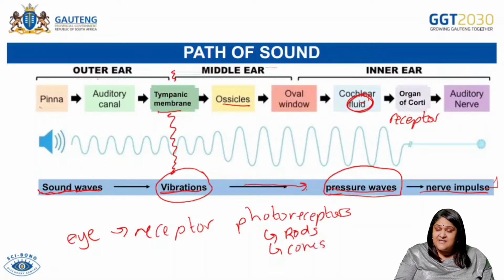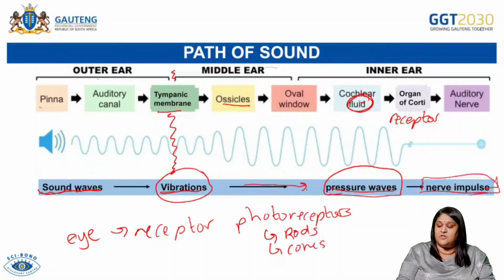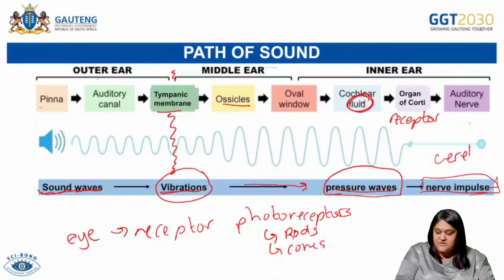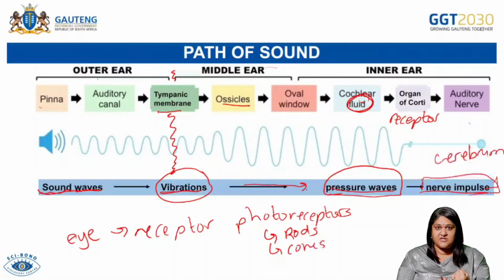Okay, that receptor is going to convert the stimulus. These pressure waves are now going to be converted into a nerve impulse. And this nerve impulse is going to be taken by the auditory nerve. To where? Because we want sensations. Where are the senses interpreted? The cerebrum. So you need to know that it goes to the cerebrum. That is the pathway of sound. Know the structure, know what the stimulus is, know what the receptor is, know what the receptor does, know which part of the brain interprets sound.